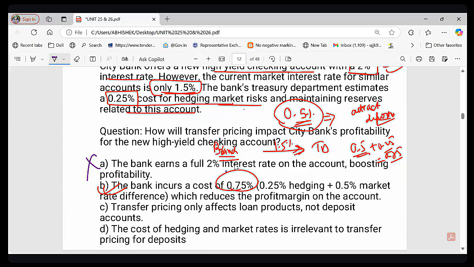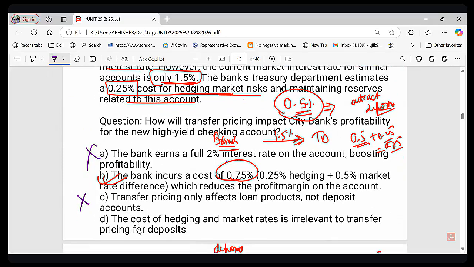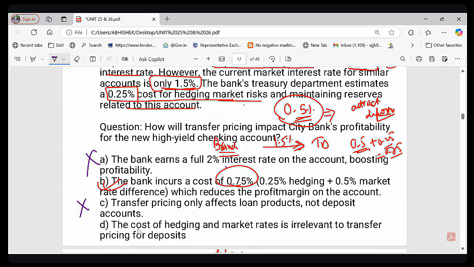That is the point. So option A is wrong. Option C says transfer pricing only affects loan products, not deposit accounts. This is not true. Transfer pricing affects both deposits and loans. And option D says the cost of hedging and market rate is irrelevant to transfer pricing. That is wrong. These are very crucial.